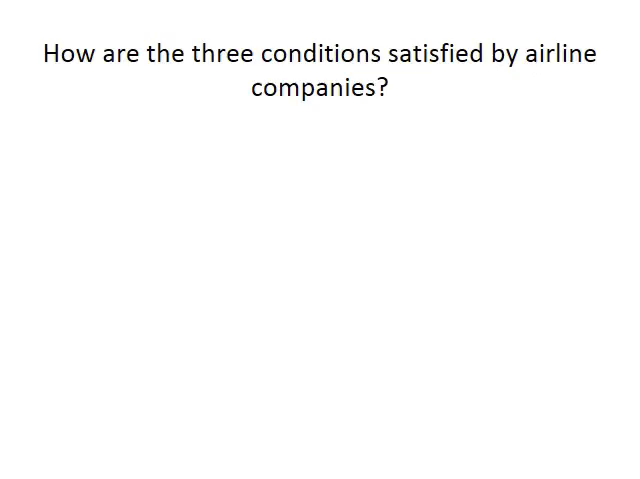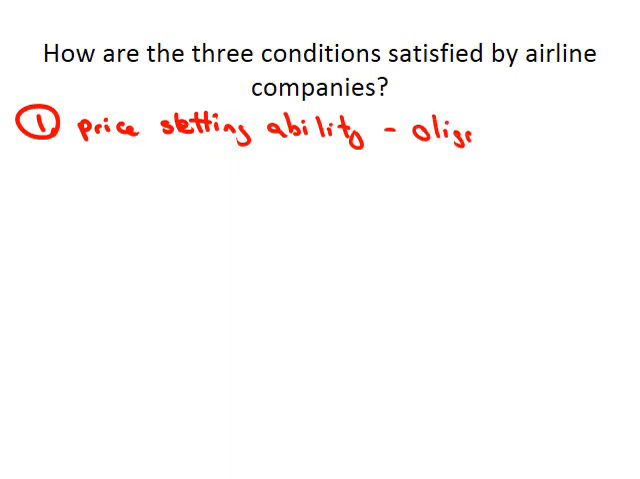So let's look at the airline companies. Number 1, the price setting ability. They tend to be oligopolies. So this is true. Secondly, different PEDs.